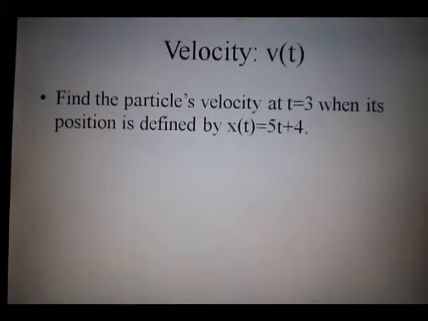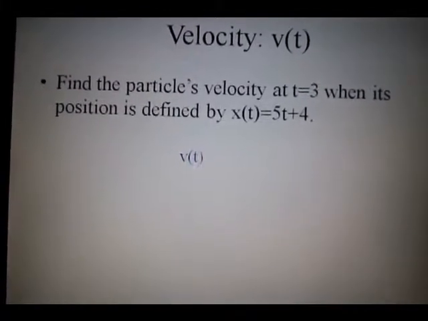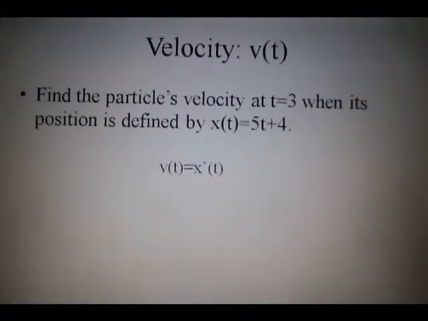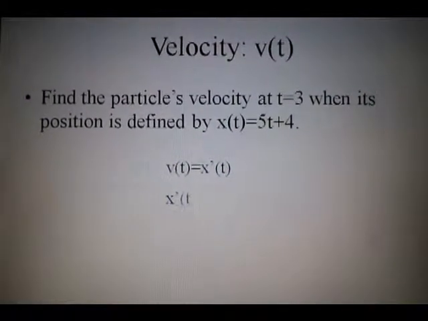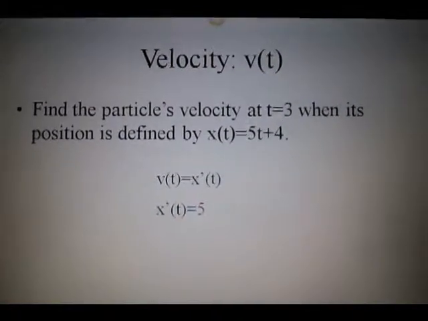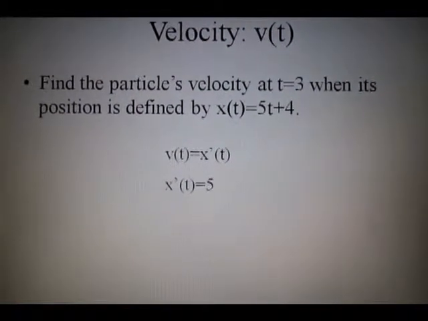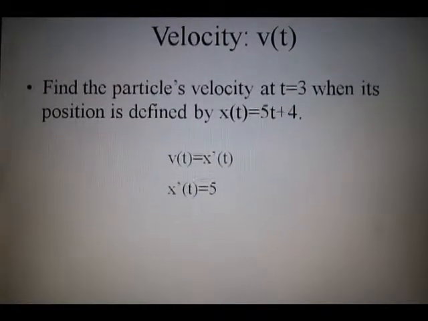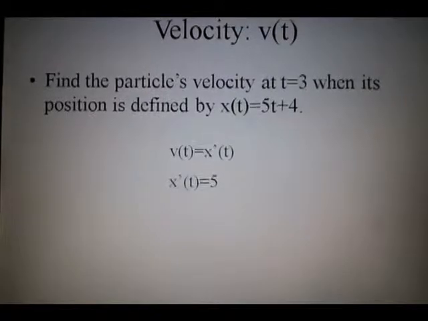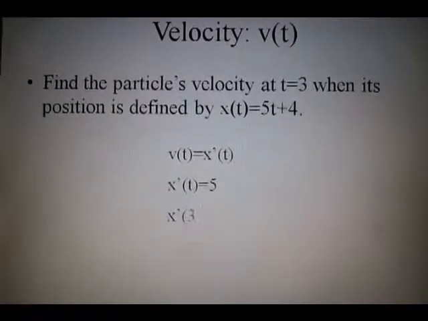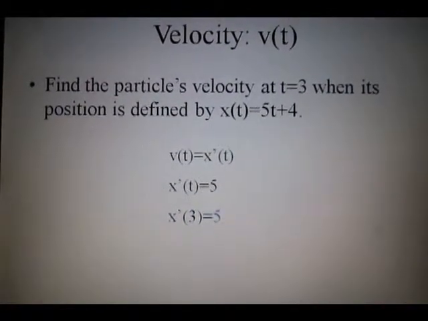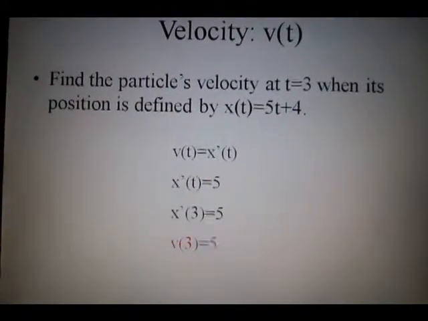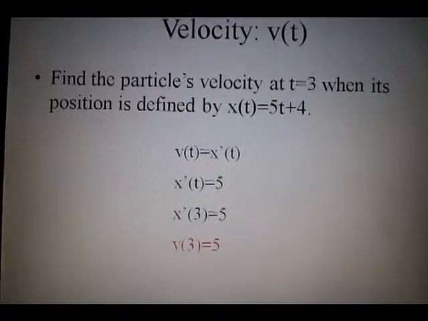So for this problem, you're going to derive x of t equals 5t plus 4. Once you do so, you get 5. And to find the velocity at time t equals 3, you substitute 3 for every t in the function. This time, you don't really have a t, so you get x of 3 equals 5. And that's your final answer. Your velocity at time t equals 3 is 5.